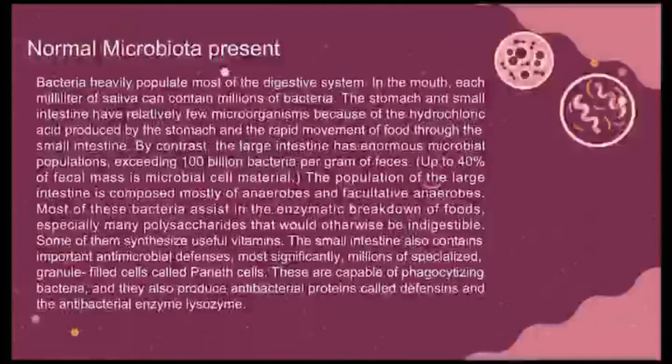Normal microbiota present. Bacteria heavily populate most of the digestive system, starting in the mouth. Each milliliter of saliva can contain millions of bacteria. The stomach and small intestine have relatively few microorganisms because of the hydrochloric acid produced by the stomach and the rapid movement of food through the small intestine. By contrast, the large intestine has an enormous microbial population, exceeding 100 billion bacteria per gram of feces. Up to 40% of fecal mass is microbial cell material.